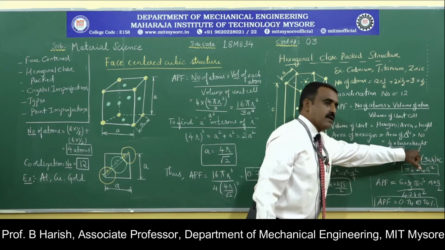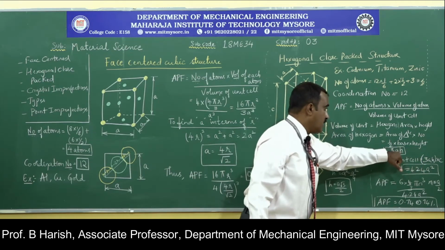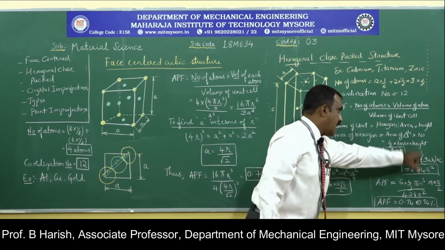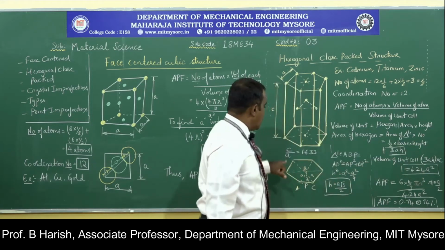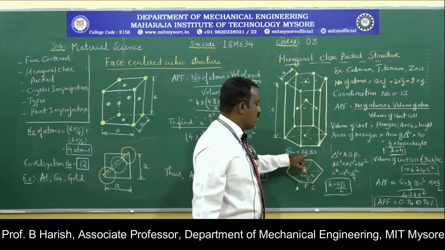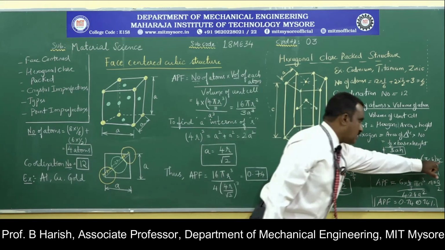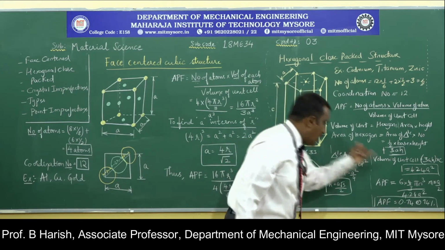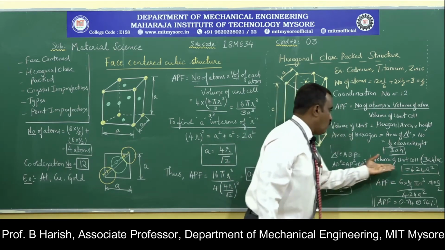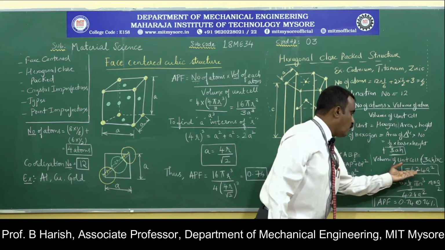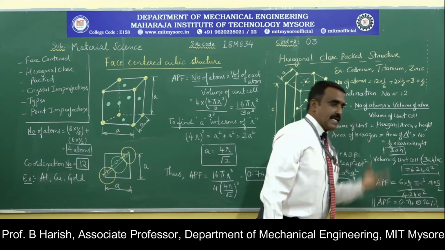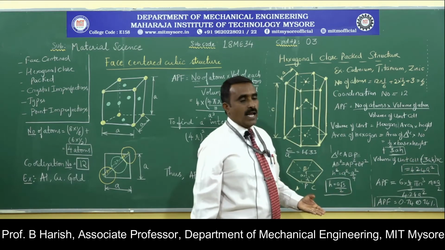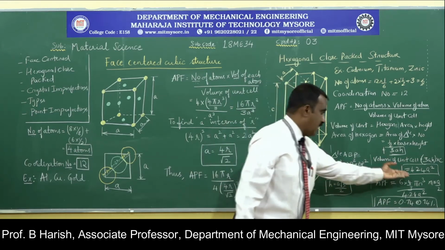So height is c here. So 3 into a into h, this is the area of the triangle. Height is h, but we know that c by a is given as 1.633. So substituting that in terms of h, and substituting the value of h here, further the volume of the unit cell will be equal to 4.24 into a squared. So I am arriving at that value in terms of the parameter a.